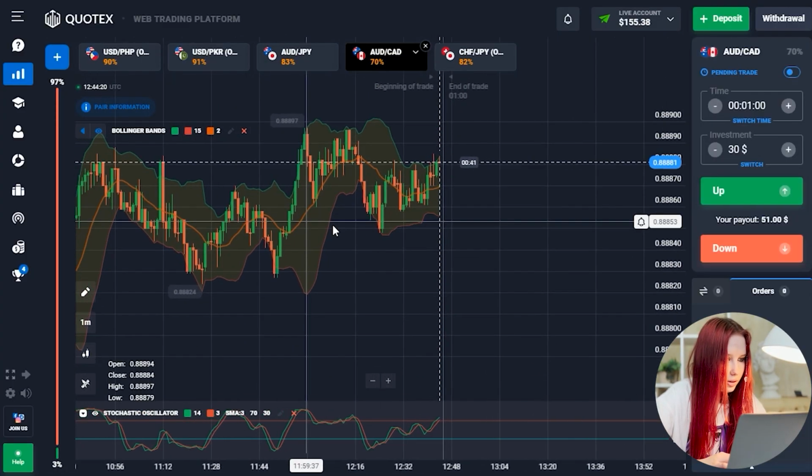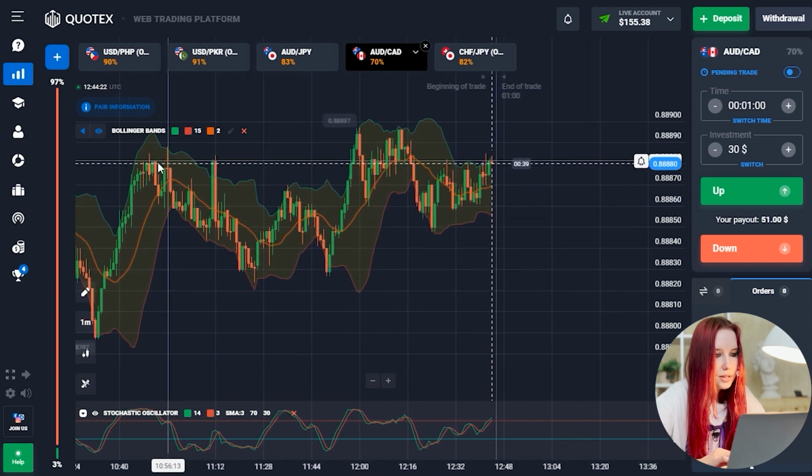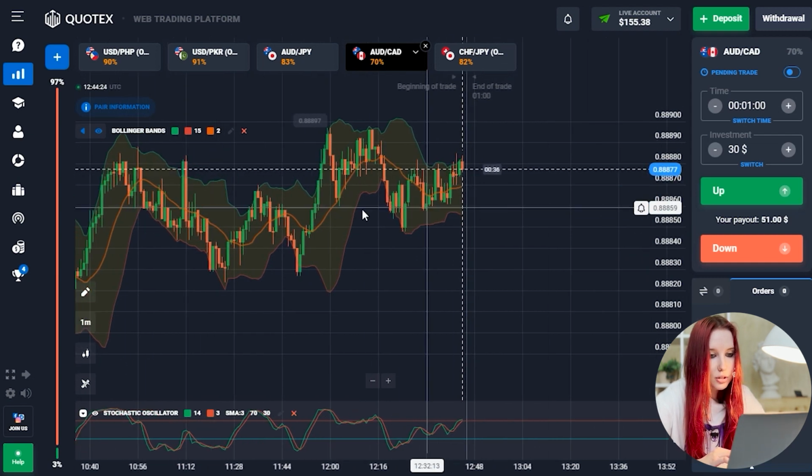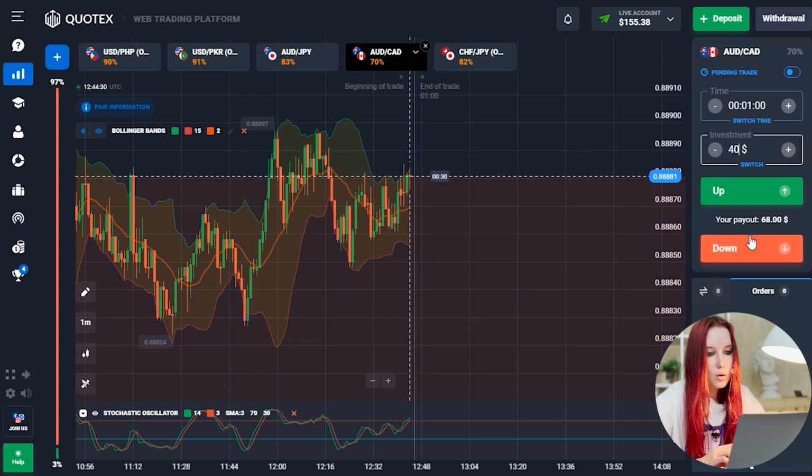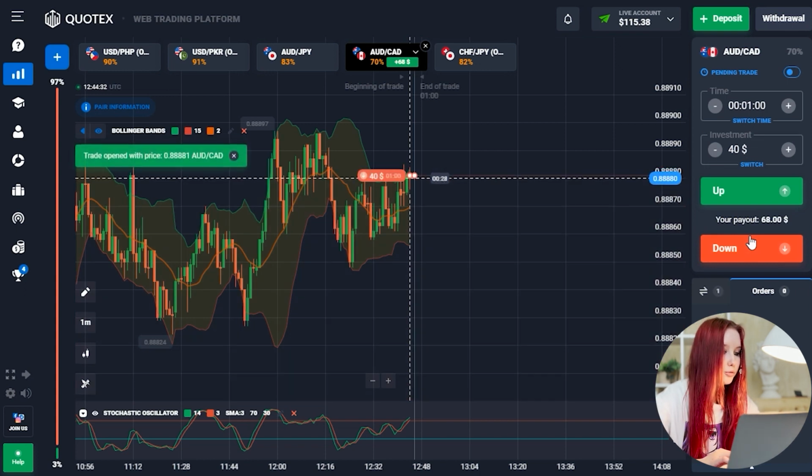Okay, and here in this currency pair we see that the price is at the resistance level. We can also notice that the candle touched the upper Bollinger Bands line, so I want to change the investment to 40 and open a trade down.